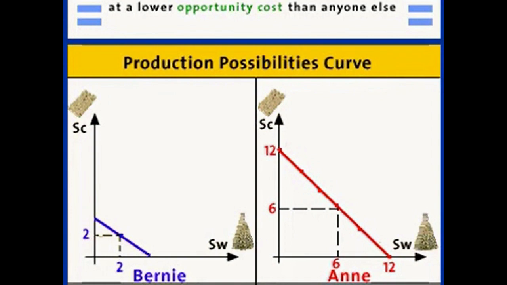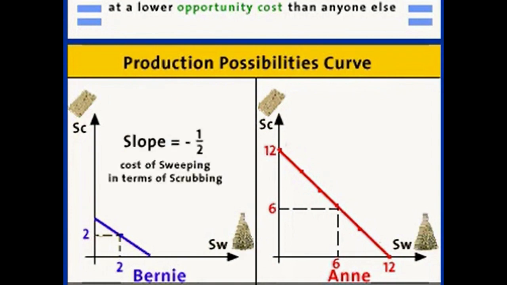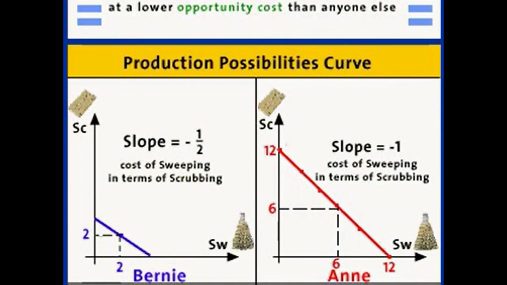Because sweeping is less expensive for Bernie, we had Bernie specialize in sweeping services. And we showed that we could get a large increase in total output if we had Bernie completely specialize in sweeping. So here's what we're going to have Bernie do. Rather than staying at sweeping 2 rooms and scrubbing 2 rooms, let's have Bernie completely specialize in sweeping, the task in which Bernie has a comparative advantage. So Bernie's production point now moves all the way to the end of the production possibilities frontier.